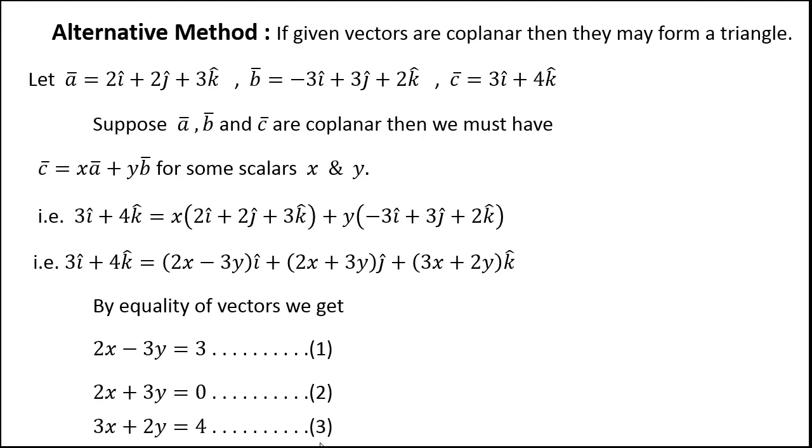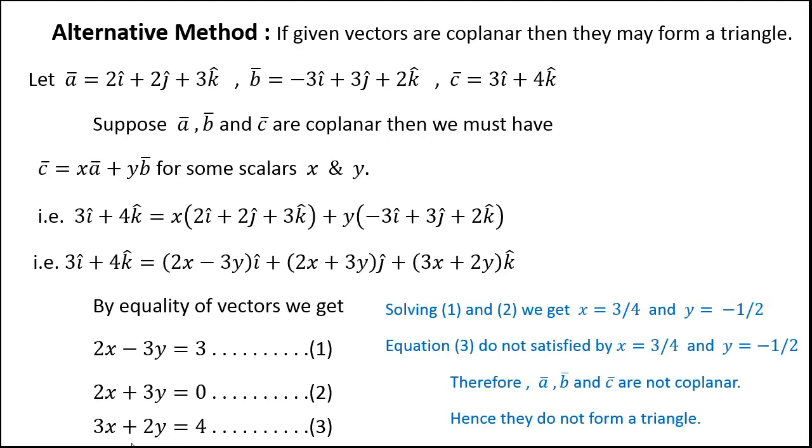So we have three equations in two unknowns. If we solve the first two equations and find the values of x and y, and if those values satisfy the third equation, then we say the scalars exist. In practice, I have performed these operations of addition, making coefficients the same, and obtained x is 3 by 4, y is minus 1 by 2, and these two values of x and y do not satisfy the third equation. That means there do not exist scalars x and y which satisfy this equation, and therefore the vectors are not coplanar.